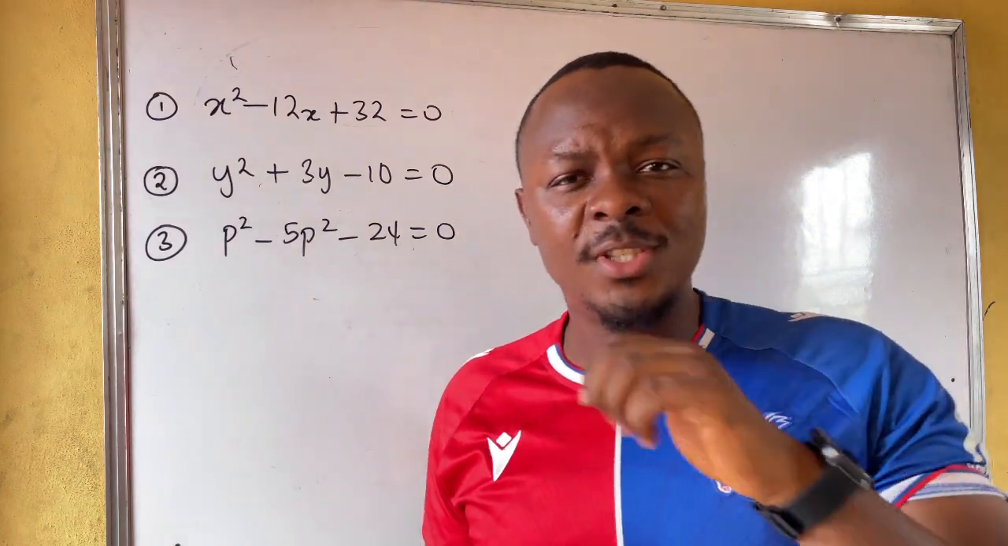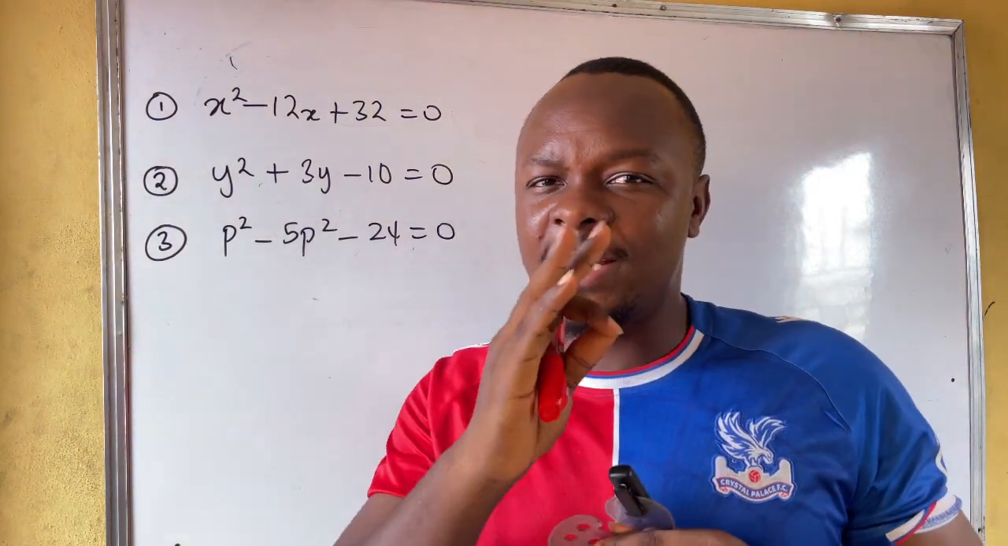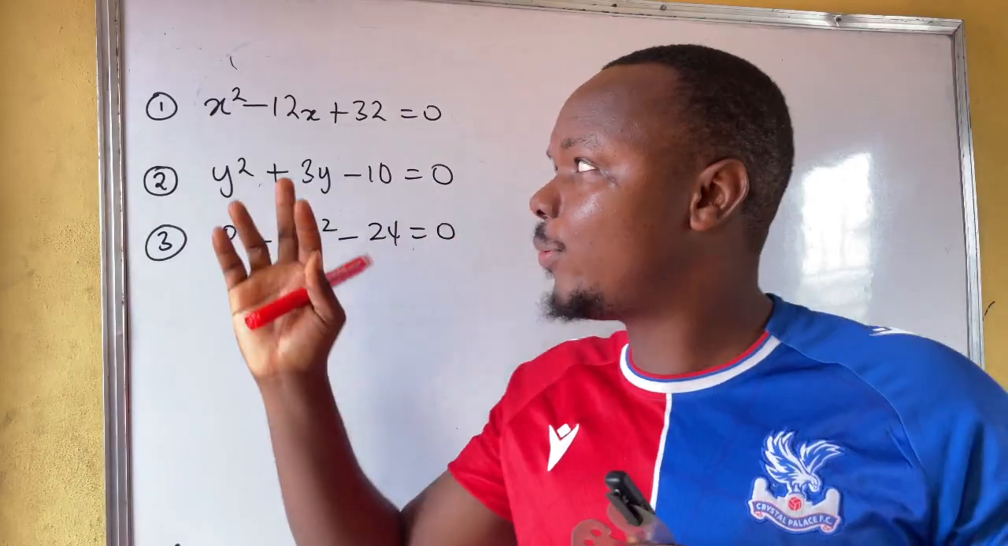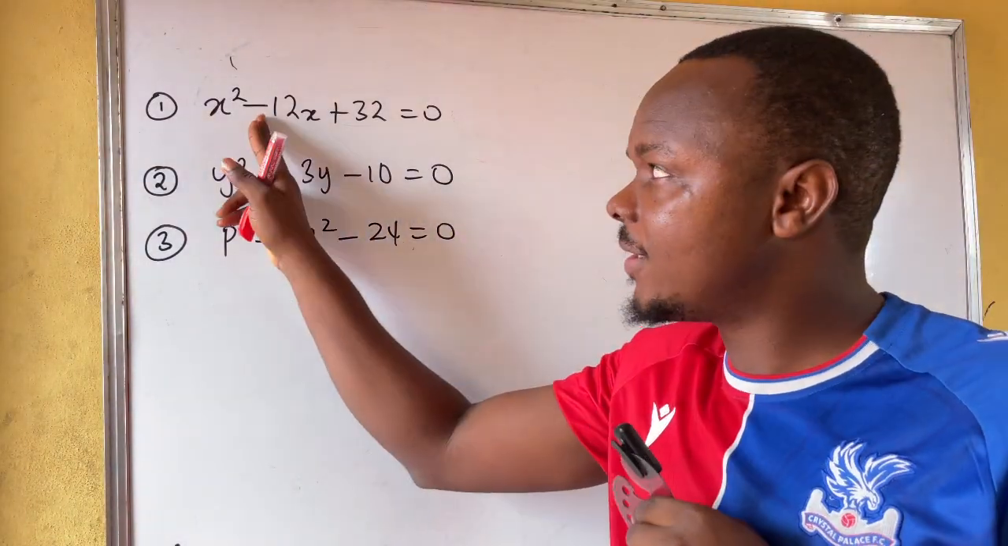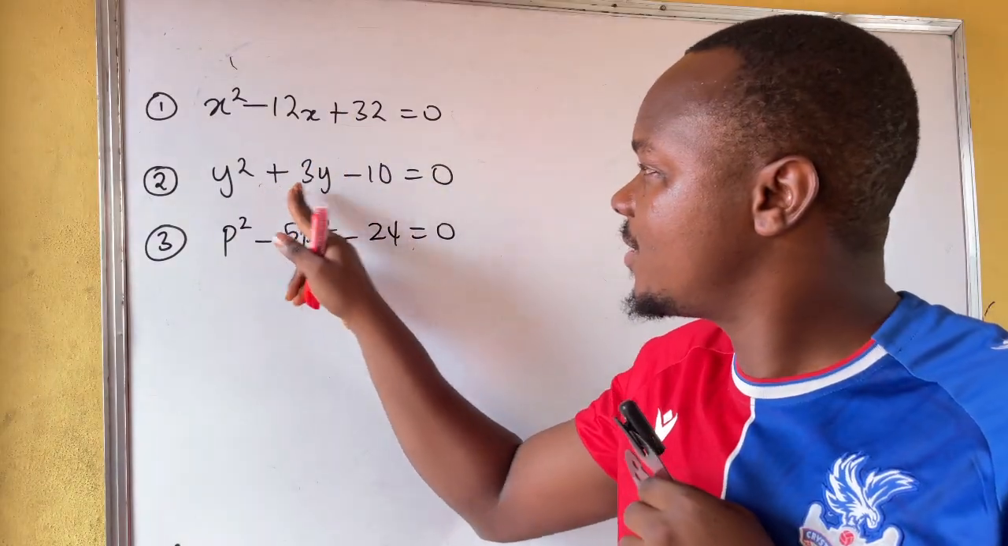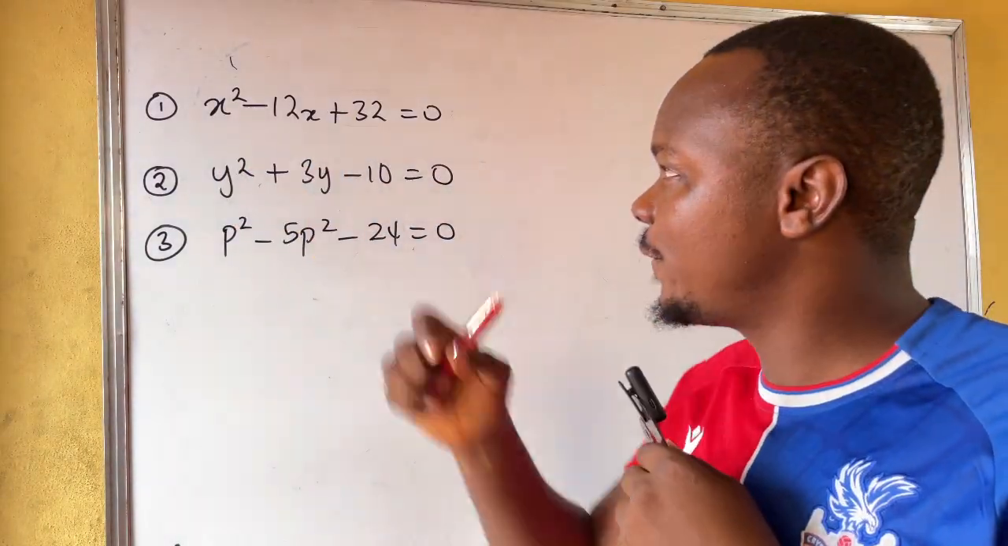So in the last video, I showed you the easiest possible way to solve quadratic equations. But the issue was that I gave you only examples where you had positive signs. Today, I'm going to be showing you what to do when you have negative and positive like this, positive and negative, then negative and negative. Let's start with this first one.